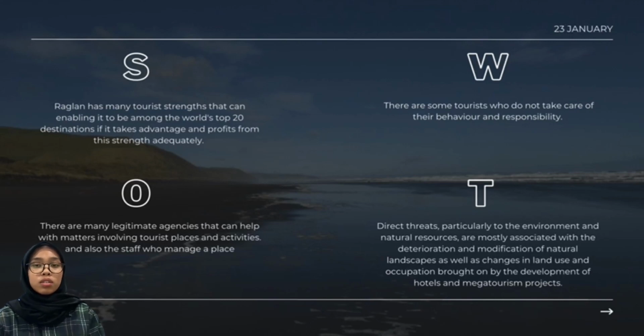The next is O, which stands for opportunity. There are many legitimate agencies that can help with matters involving tourist places and activities, and also the staff who manage a place. The next is T, which stands for threats. Direct threats, particularly to the environment and natural resources, are mostly associated with the deterioration and modification of natural landscape, as well as change in land use and occupation brought on by the development of hotels and mega-tourism projects.